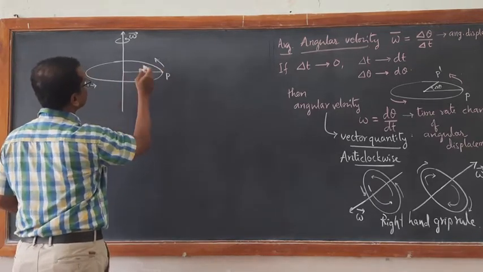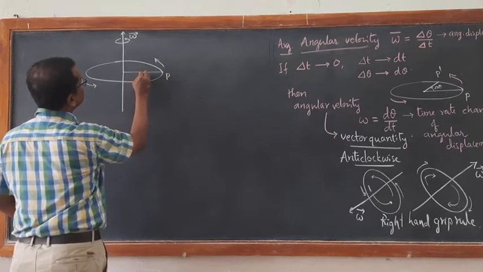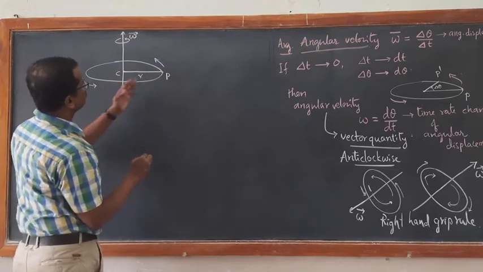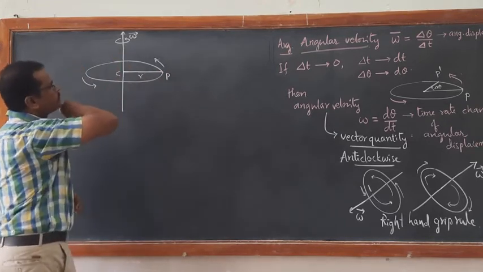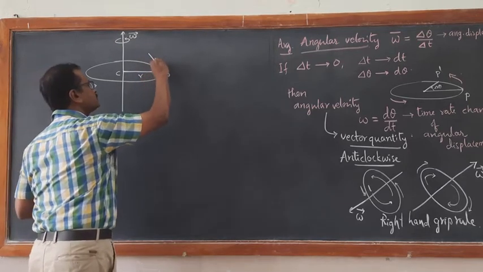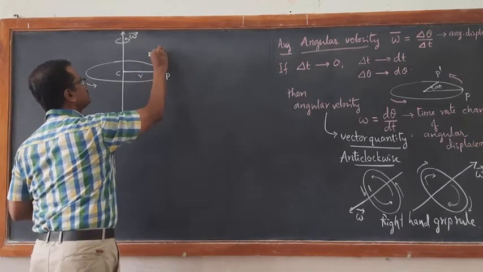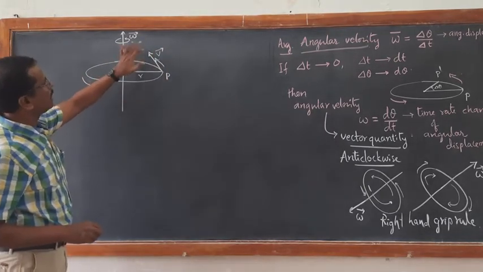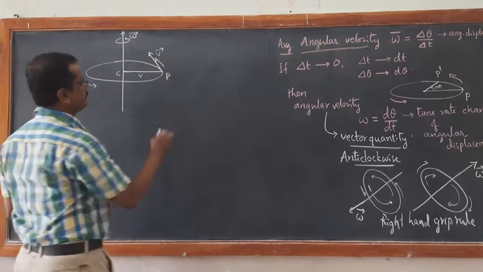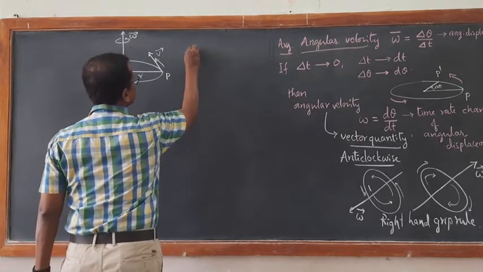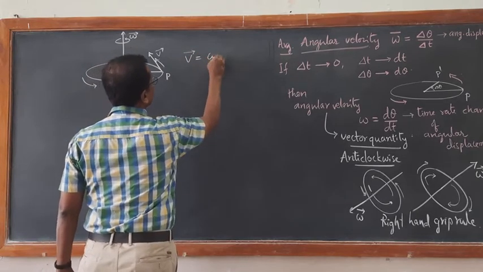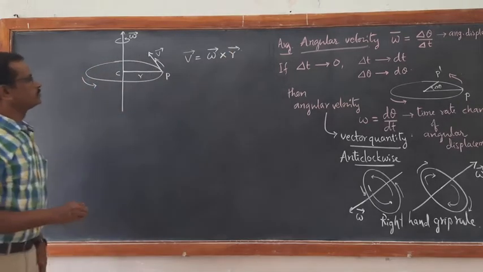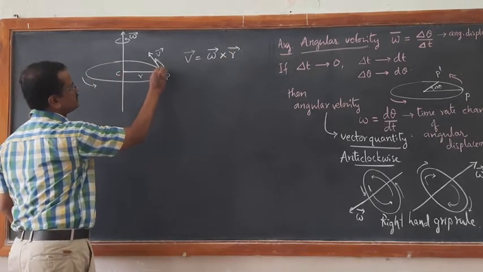Then we get a relation here, that is, this is r, then if it is C, then CP is equal to r, this is omega. Then linear velocity is tangential, this is giving us linear velocity v. Then how to relate r, omega and v, that is our question. So here we take directly v is equal to omega cross r.